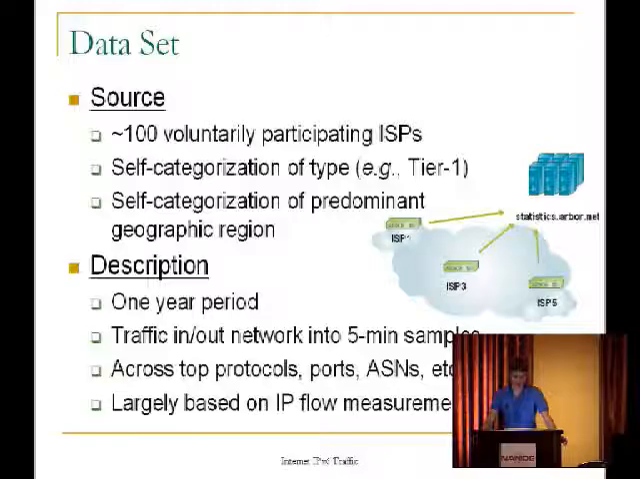The data set, what we get is traffic in and out of a network, binned into 5-minute samples, the top protocols, ports, the ASNs where traffic is coming from and going to from the given network's perspective. And it's largely based on IP flow measurements as opposed to DPI. And we've had this thing going for, I guess, 2 or 3 years, but for today we're doing a 1-year measurement period.